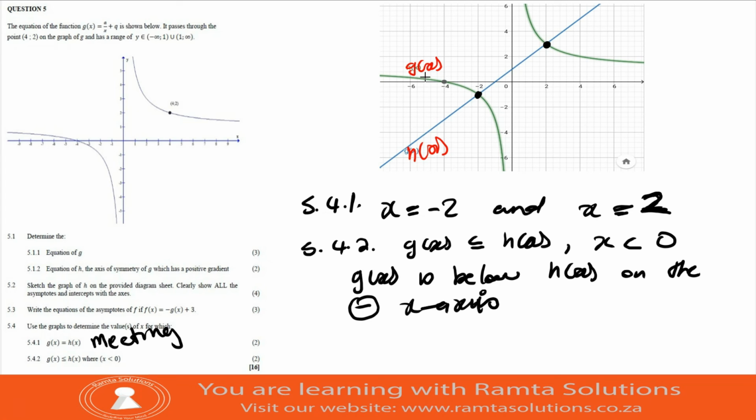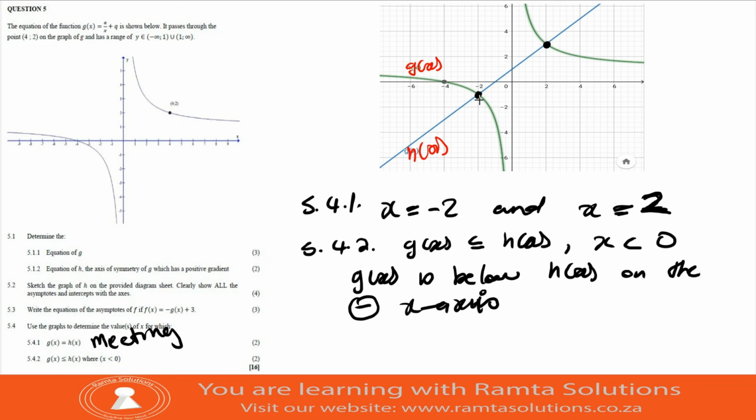Remember, what is g of x? g of x is the hyperbola. h of x is the straight line. So remember, g of x must be below h of x. In which region? Let's see. When x is less than negative 2, meaning now we're going to the left of this point, g of x is above h of x. That is not what we are looking for.